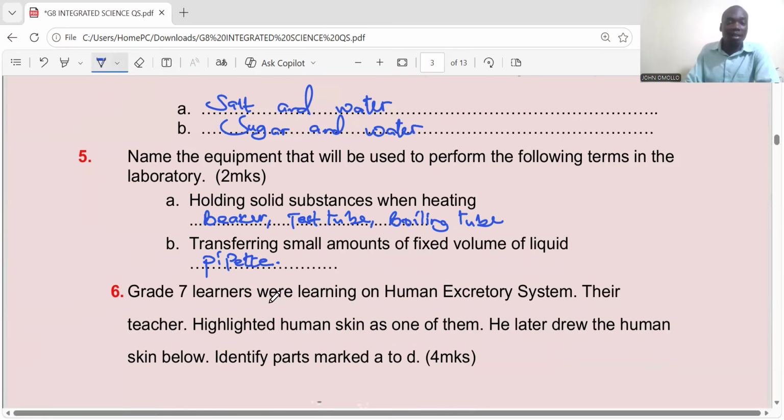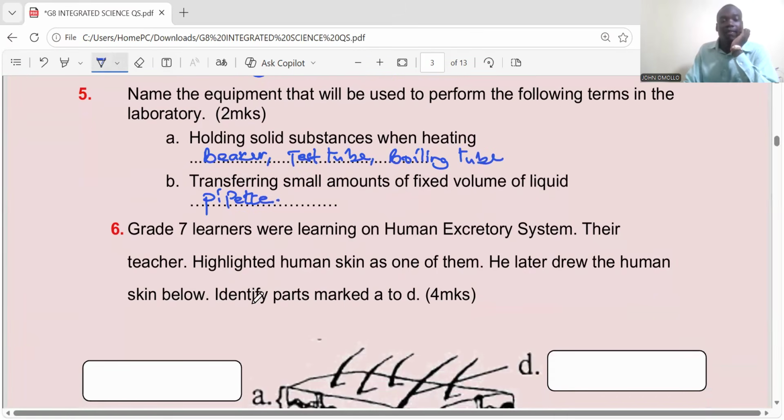So let's move to number 6. Grade 7 learners were learning about the human excretory system. We know that the human excretory system is a system that helps in eliminating waste products out of the body. Eliminating what? Waste products.